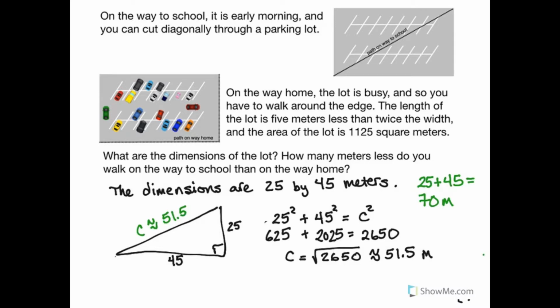If you walk 70 meters on the way home and 51.5 meters on the way to school, that's 18.5 meters difference. So you walk 18.5 meters less on the way to school than on the way home.